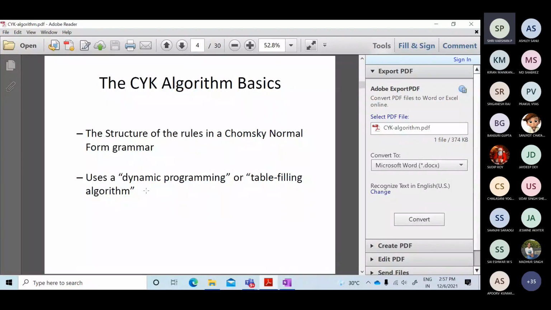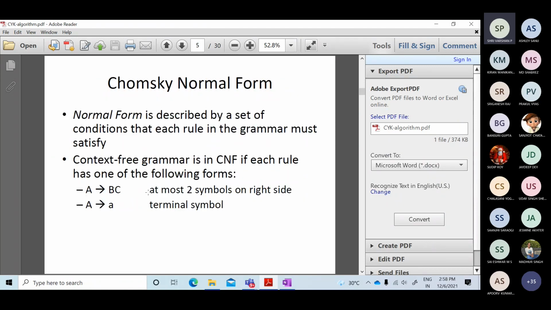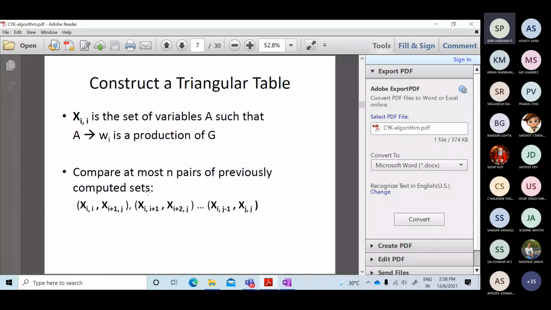Here the basic thing is that your grammar should be in Chomsky normal form. If I want to check whether the given string belongs to the language of a given grammar, then that grammar should be in Chomsky normal form. If the given grammar is not in Chomsky normal form, then we have to first convert it into Chomsky normal form, and then proceed with the next sequence of steps involved.